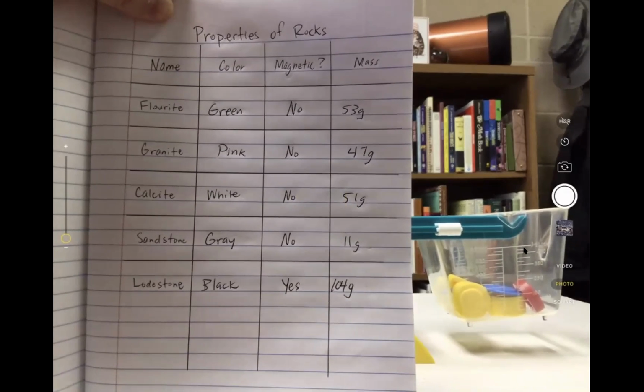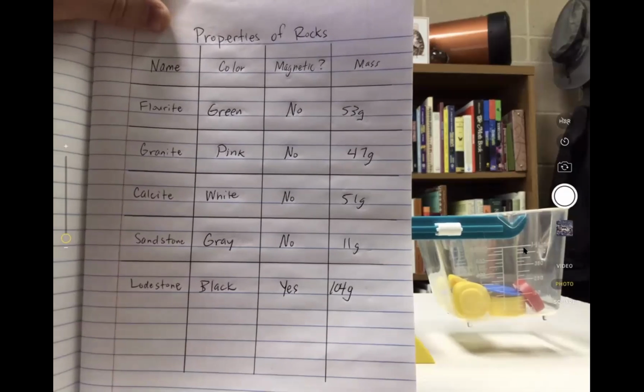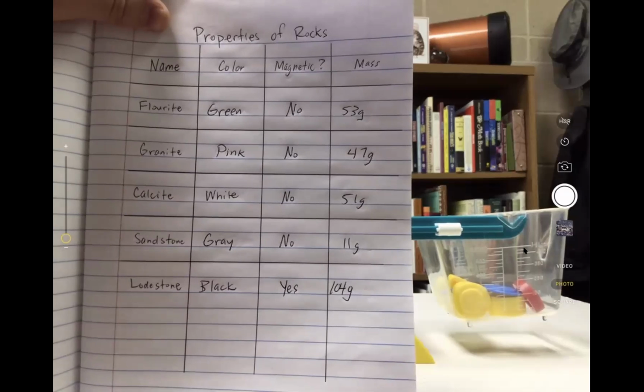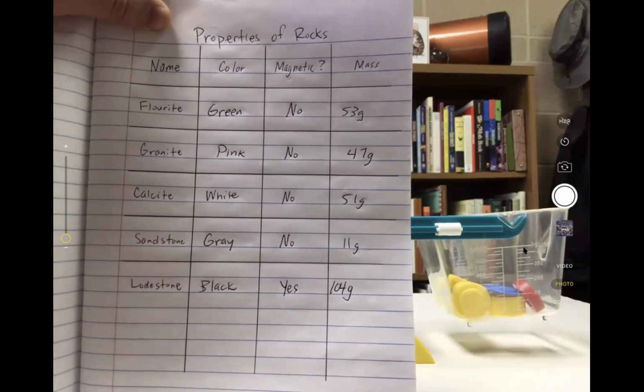So that is using a science notebook to record properties of rocks, using the hand lens to carefully observe rocks, especially for their color, using the magnet to see if they're magnetic or not, and using the pan balance to measure the mass of each rock.